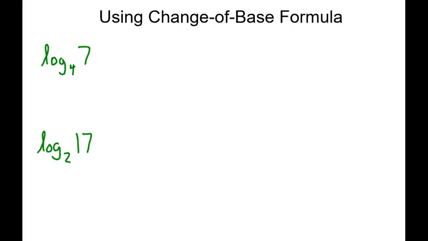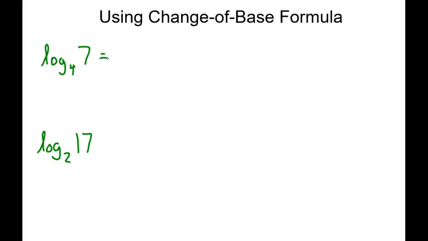The last thing we need to discuss in this lesson is the change of base formula, which allows us to approximate the value for any logarithm with any base. So the first one we have is log base 4 of 7. Using the change of base formula, we're going to rewrite this using the common log with the base 10 or the natural log with base e, because we have the common log and natural log on our calculators that we can then use to get that approximation.